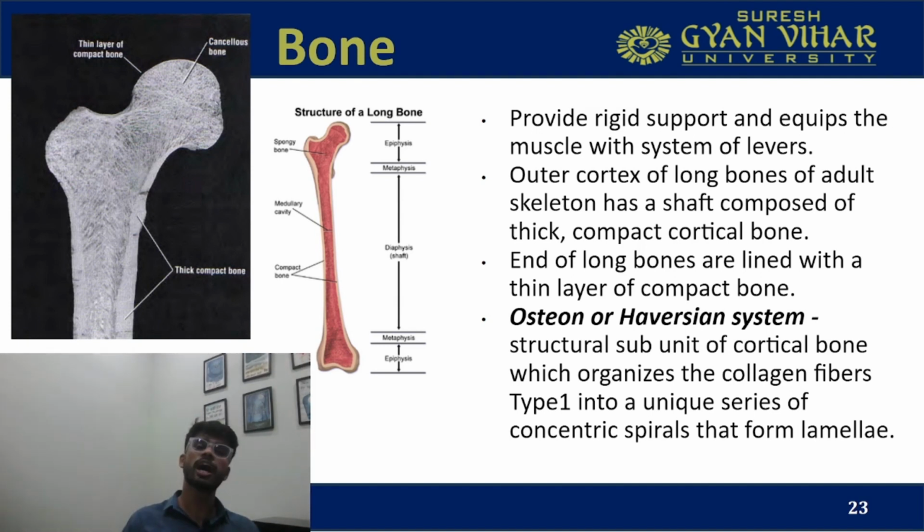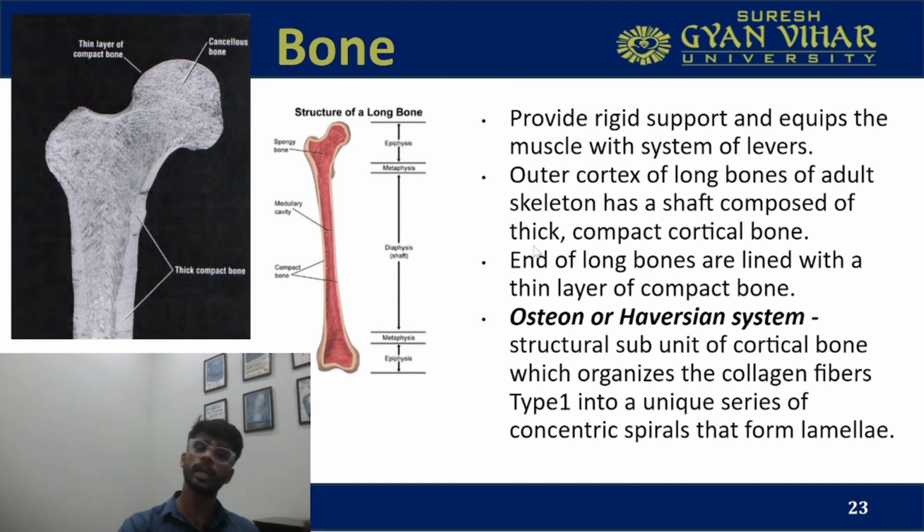Now there is an outer cortex of the long bone which is very thick. As you can see over here, this outer structure is made up of cortical bone. So these are very thick. But the end of a long bone is not made up of cortex, it is made up of compact bone.